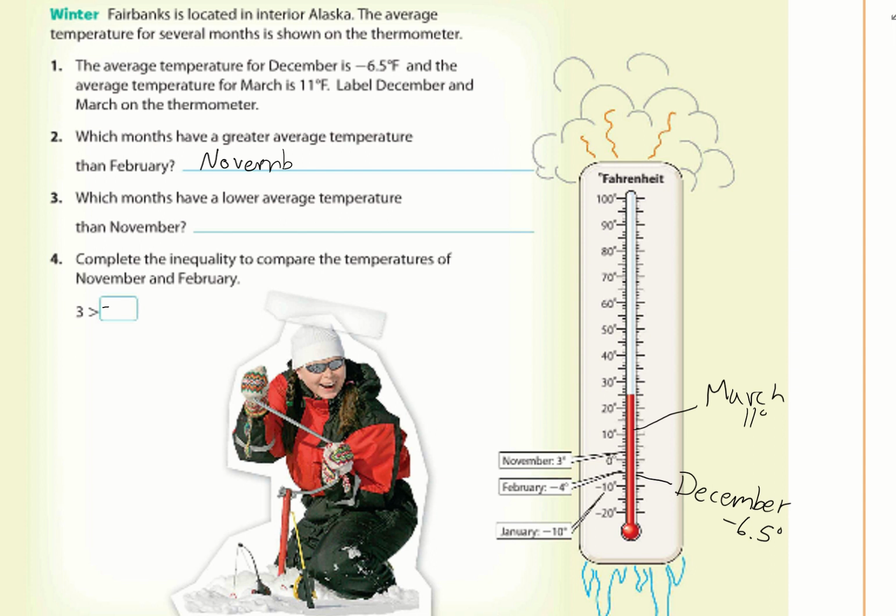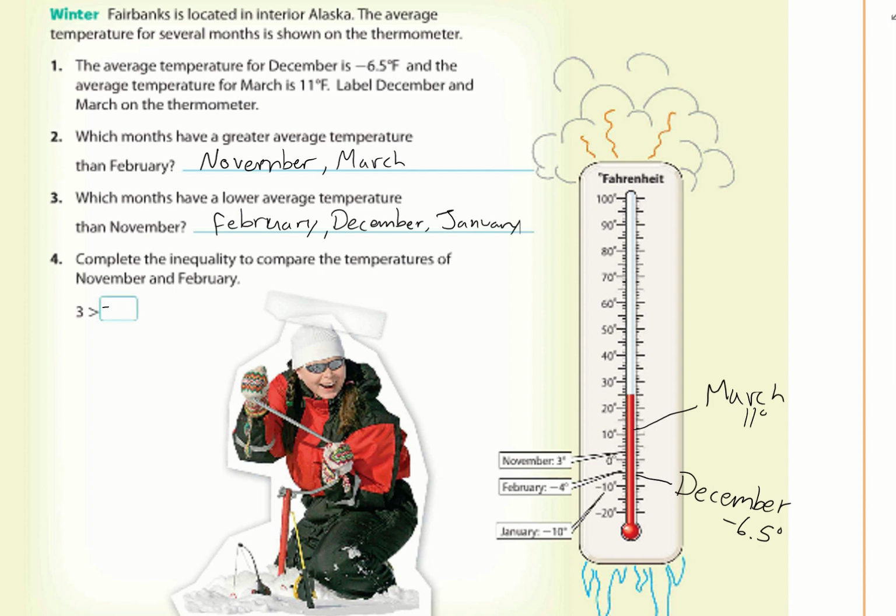November is greater than March. Number 3, which months have a lower average temperature than November? So we look at November, and what's lower? Everything below it is going to be lower. So we have February, December, and January.